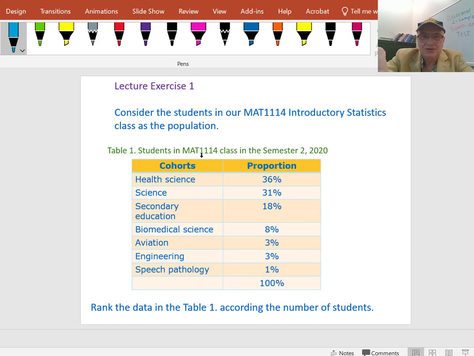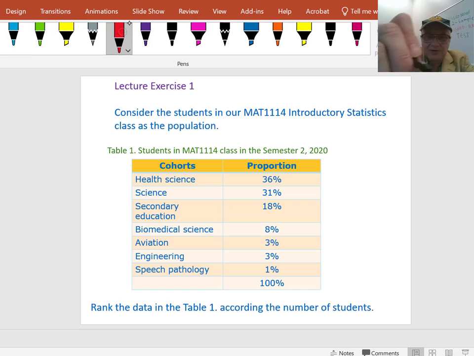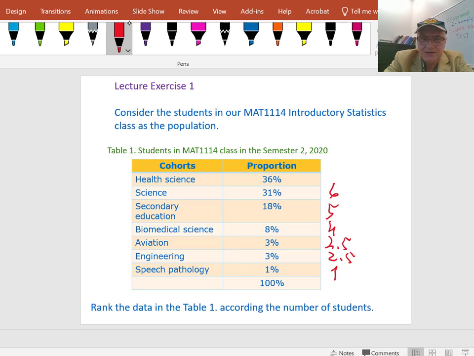So the solution here goes as follows. The smallest observation is 1, rank 1. So 3 and 3 occupy second and third place, so this is 2.5, 2.5. Next comes biomedical science, which is rank 4. Secondary education 5, science 6, and health science 7.